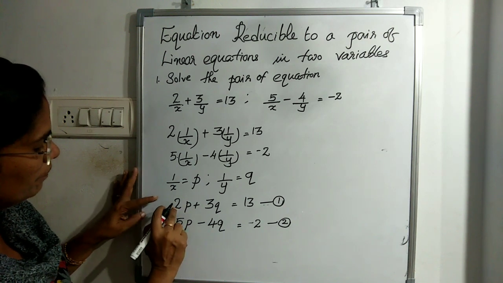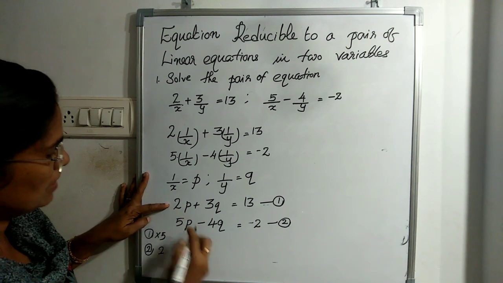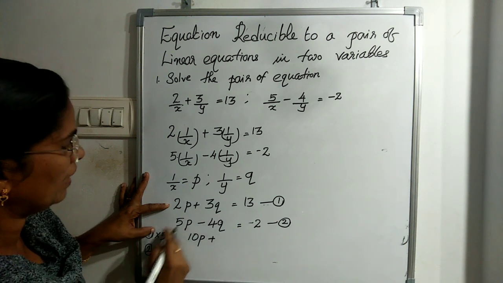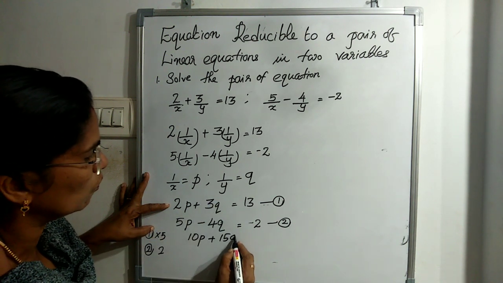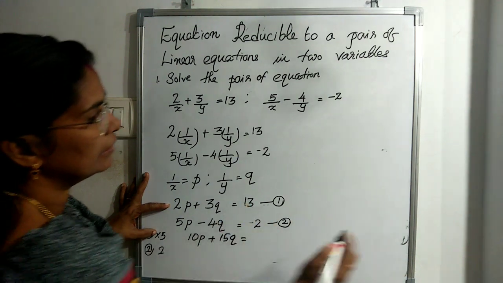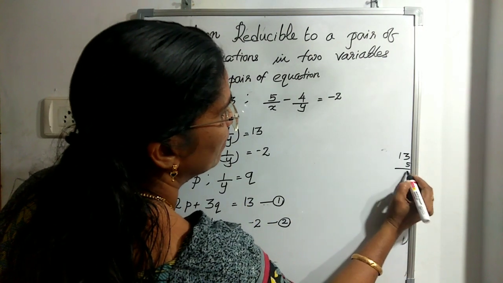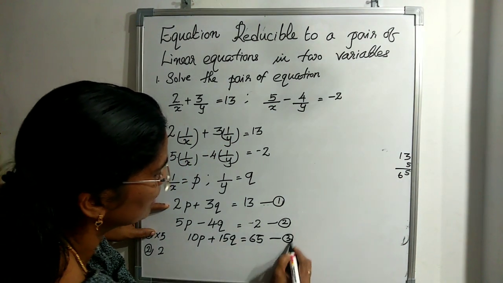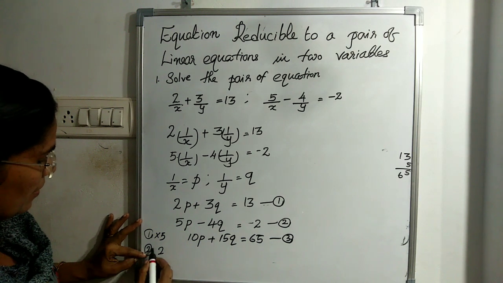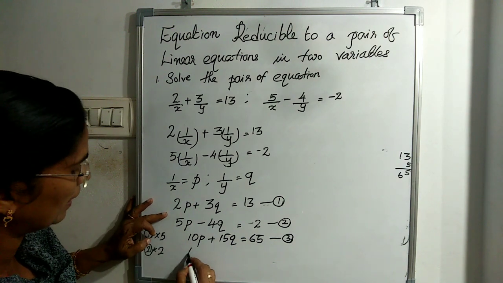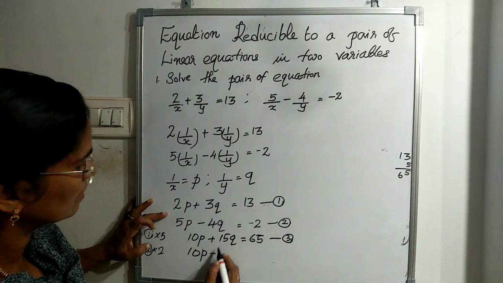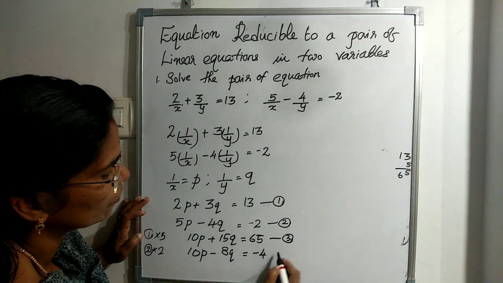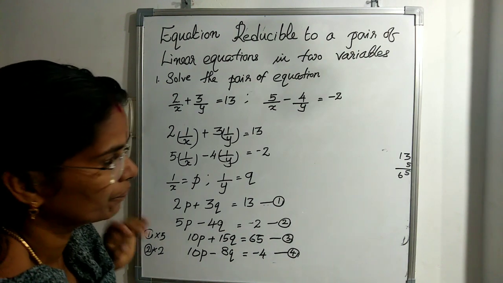So what will happen here? Equation 1 with 5 means 5 into 2, 10p, plus 5 into 3, 15q, is equal to 5 into 13, 13 multiplied by 5, the answer is 65. So this is our third equation. Next, the second equation multiplied by 2 becomes 10p minus 8q is equal to minus 4. This is our equation 4.